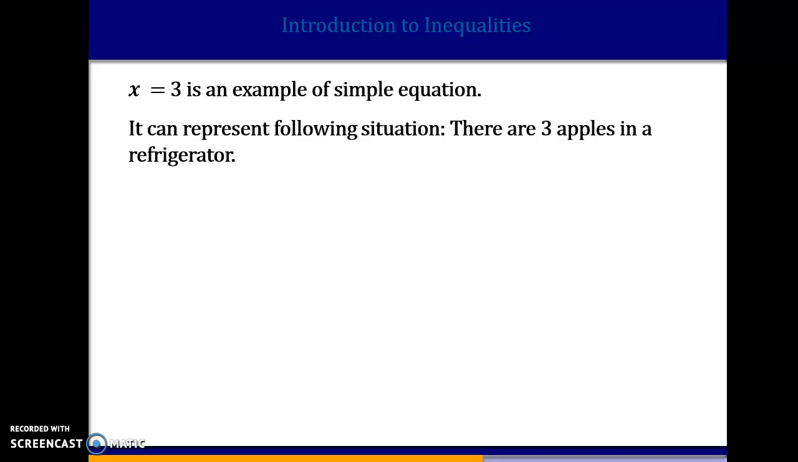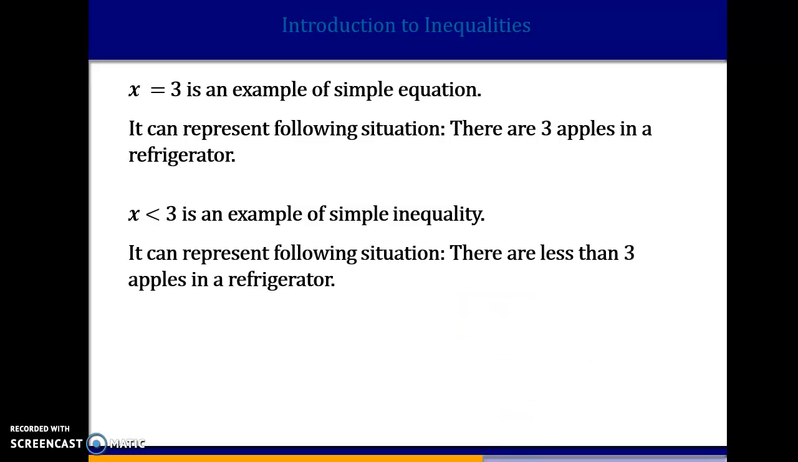There are 3 apples in a refrigerator. So x stands for the number of apples in a refrigerator, and then the number of apples is equal to 3, which tells us that there are 3 apples. As opposed to that, if I have the inequality x is less than 3, this reads, number of apples is less than 3. That's an example of a simple inequality. So there are less than 3 apples in a refrigerator in this case, and that would mean there could be 2 apples, 1 apple, 0 apples, and 3 is not possible because it has to be smaller than that.